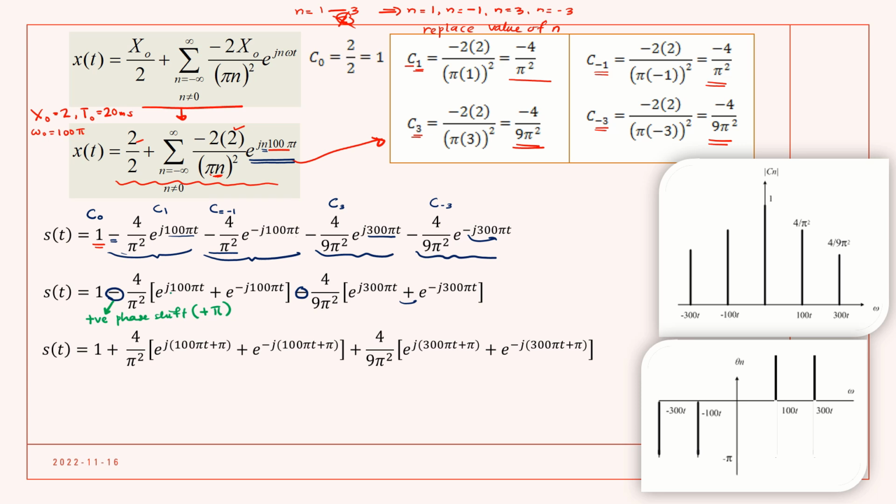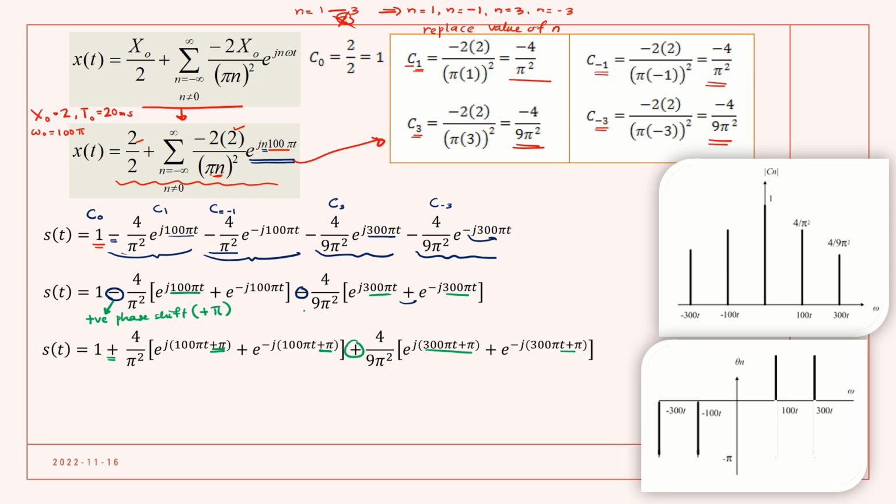So it's going to be exponential j 100 pi t plus pi. So straight away in front here it's going to be positive, and this also plus pi, so it's going to be positive. Same goes to here. Both of these components, if we add pi, the front here is going to be positive. So now this is the general, normal complex exponential Fourier series that we have learned in part 1.